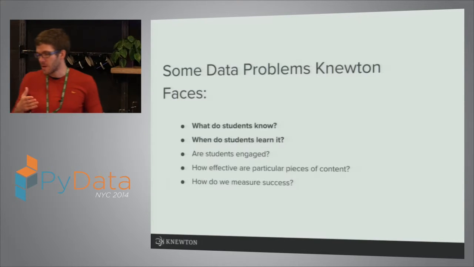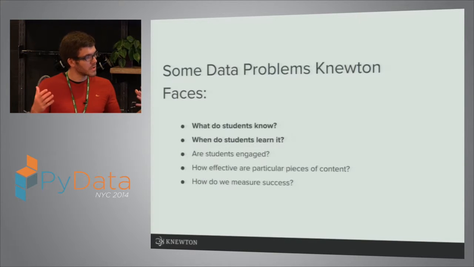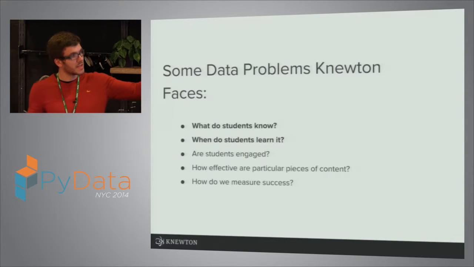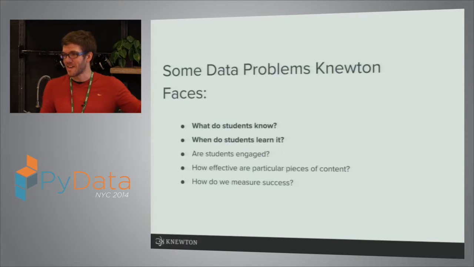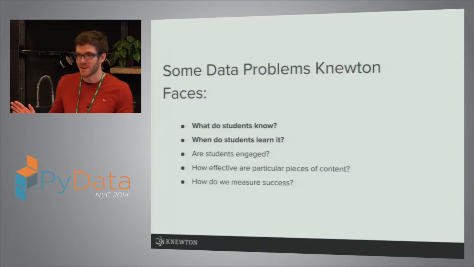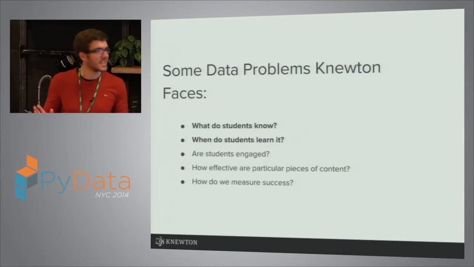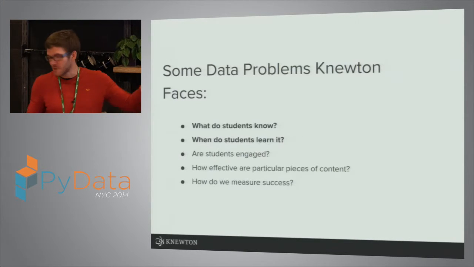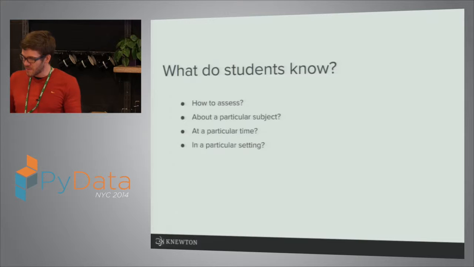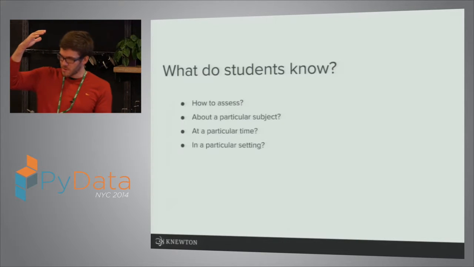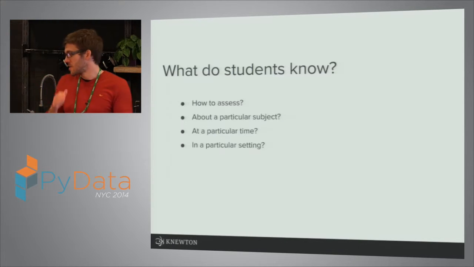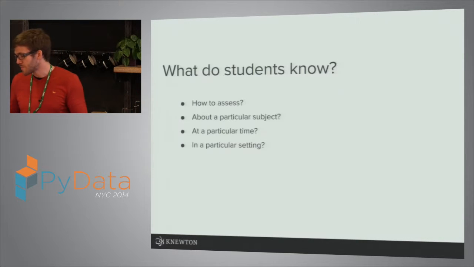And today I want to talk about determining skill levels. These problems fall into the what do students know and when do they know it. In fact, the when do they know it is beyond this talk. I only have half an hour, and I can talk forever about temporal models of student proficiency and things like this. So we're going to talk about the what do students know part of this. Specifically, there are 4 sub-questions of that. How do you assess students, what subject are you assessing them on, what time are you assessing them, and what setting are you assessing them in?